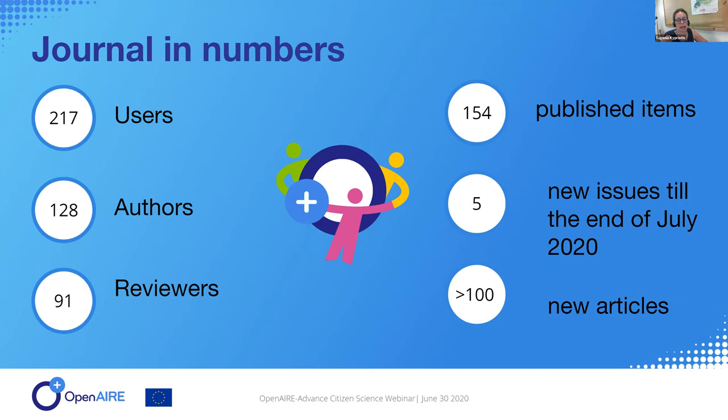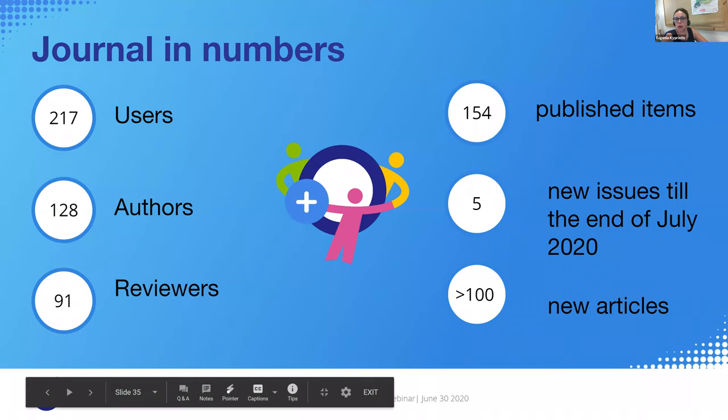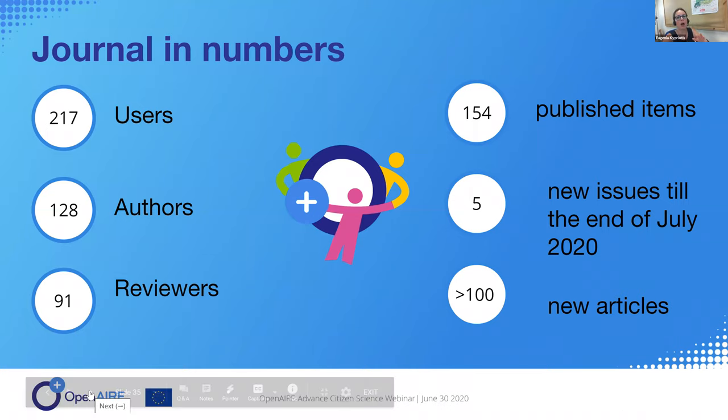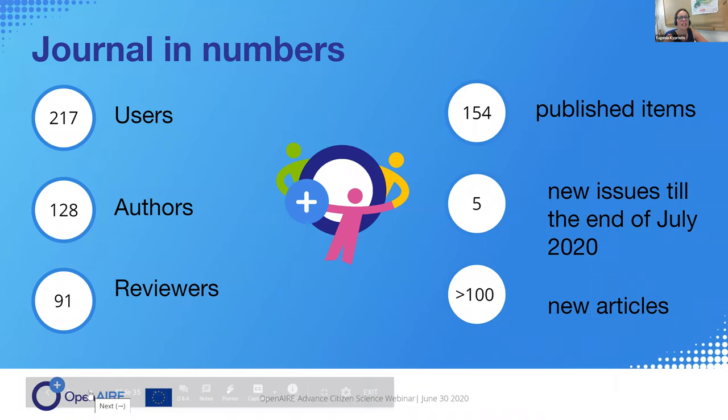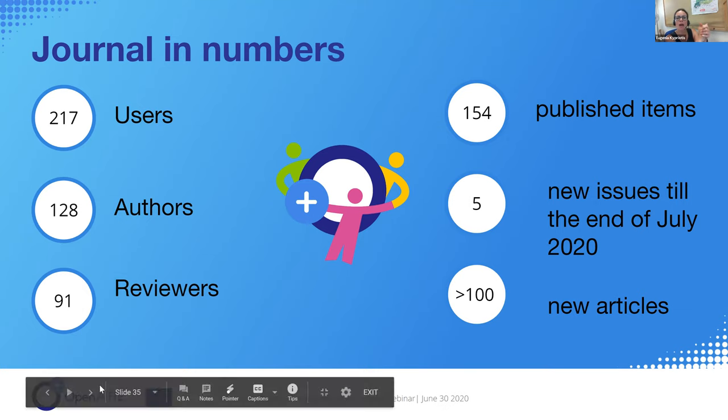You can find content in many languages, and that makes things a little complicated for reviewing, but we're working very hard to raise the number of the reviewers so that we can offer peer review in all languages. At the moment, there are 154 published items. I talk about items because most of the published content is articles, full articles following the research cycle, but also there are some posters.